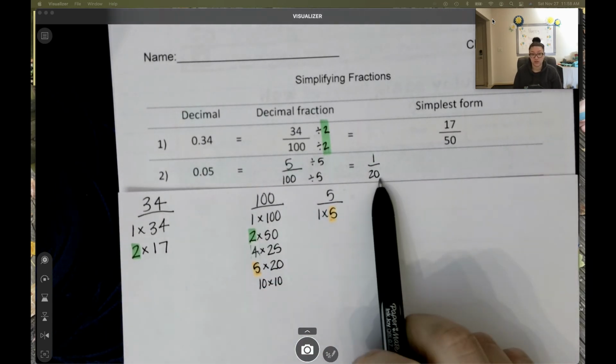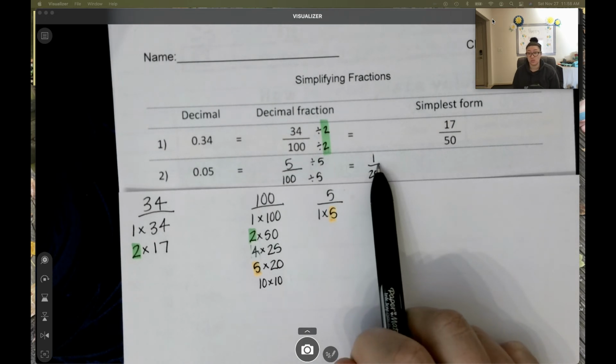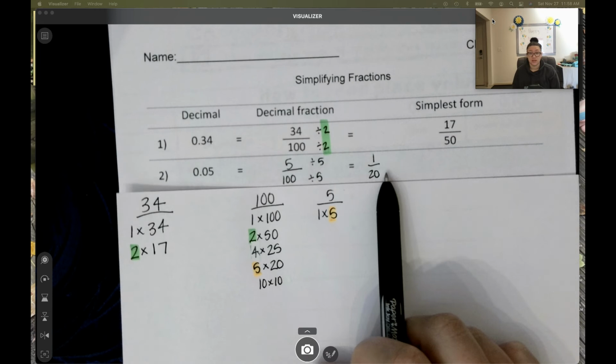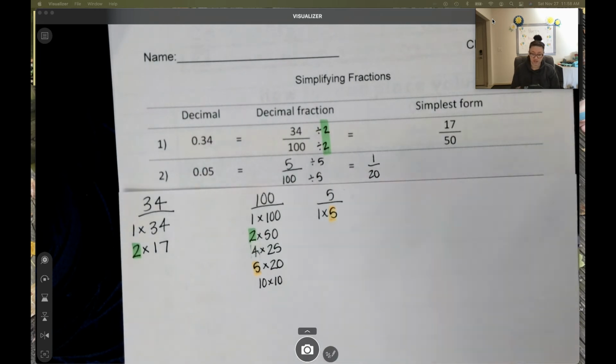So now I'm at this fraction 1 over 20. Can I simplify 1 over 20? Because I can't simplify 1 anymore. Nothing goes into 1 and 20 that will simplify that fraction, so we're done. Go us.